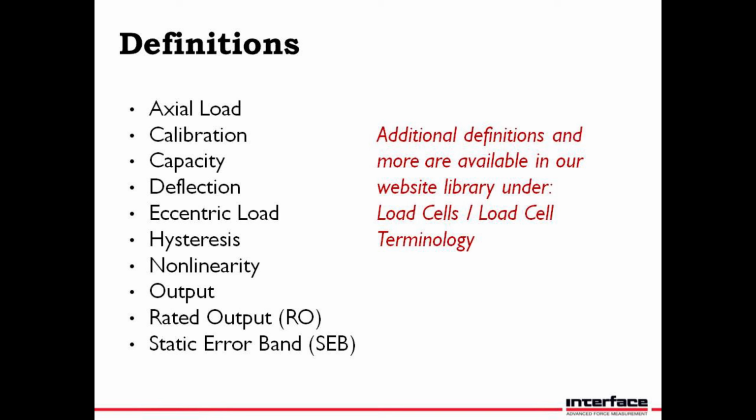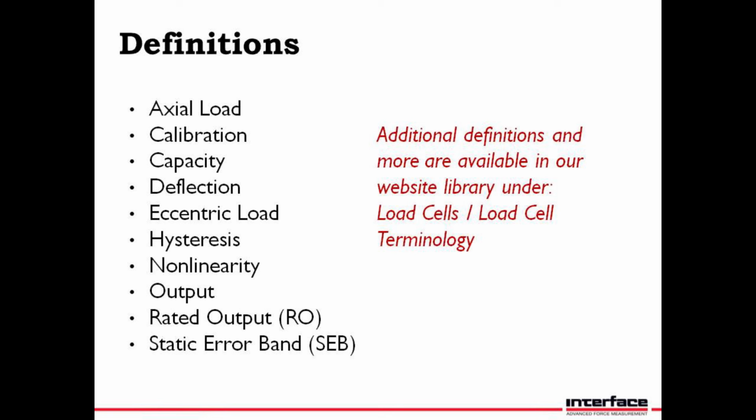The capacity refers to the maximum axial load or force a sensor is designed to measure and still meet performance specifications. The deflection is the deformation of the sensor under a force. The eccentric load is a load that is parallel to the axis of the sensor, but unlike the axial load, it is not concentric to the center axis of the sensor.